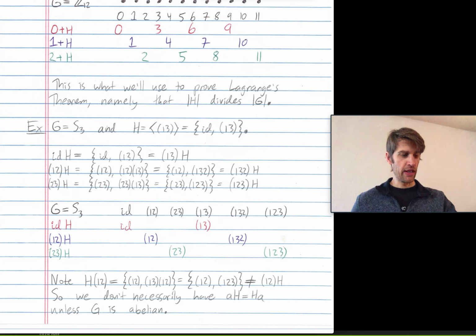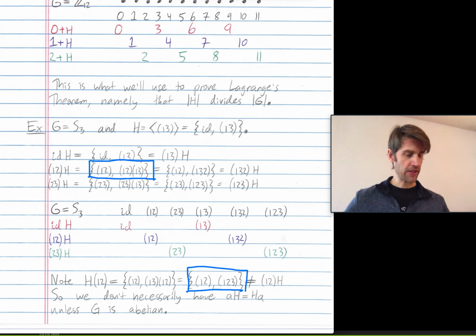What is (1 3) times (1 2)? Well, it sends 1 to 2. So that's why I have 1 going to 2. And then it sends 2 back to 1, which then goes to 3. So that's why I have 2 going to 3. And then it sends 3 back to 1. So that's why I have this closing up. Okay? But you'll notice that this right coset H(1 2) has different elements than this left coset (1 2)H.